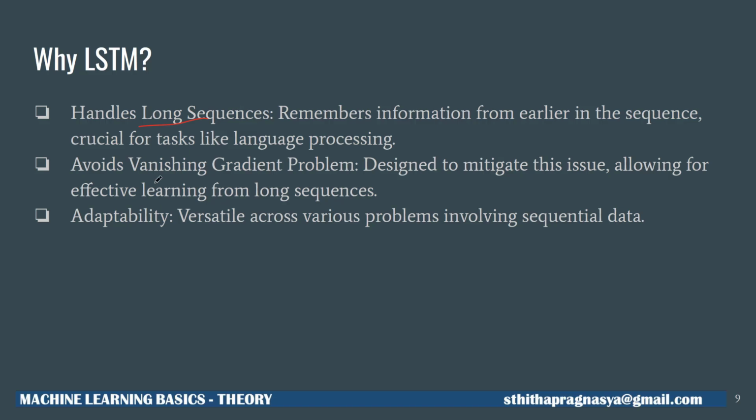And it avoids the vanishing gradient problem, which is the problem with the standard RNN. LSTM's design mitigates the vanishing gradient problem, which is common in standard RNNs. This allows LSTMs to learn from sequences more effectively, even when they are long and complex. And finally, adaptability. LSTMs are versatile and can be applied to a wide range of problems involving sequential data, from predicting time series data to understanding natural language.